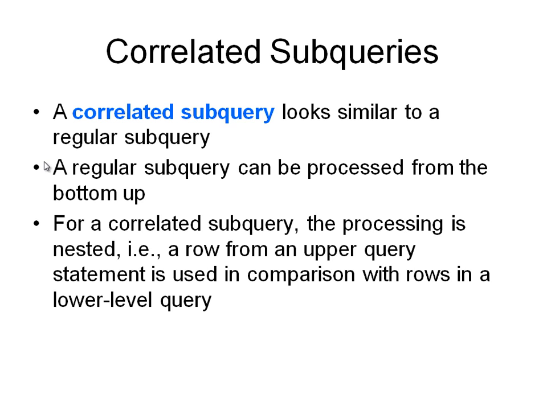One of the ways to query an existing database is a correlated subquery, which looks similar to the subquery that we did in chapter 7, but processing it will be different. In the correlated subquery, the processing is nested. That is, a row from an upper query statement is used in comparison with rows in a lower level query, while in the regular subquery, the processing is from the bottom up.